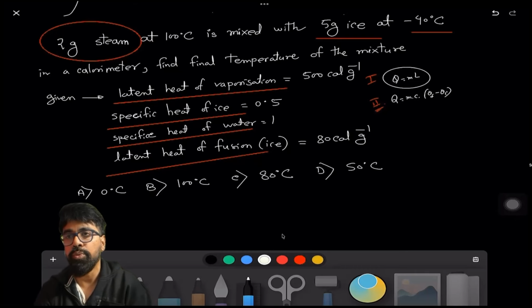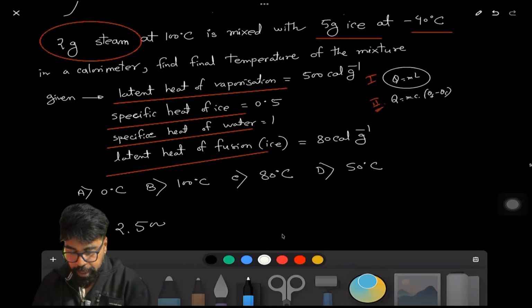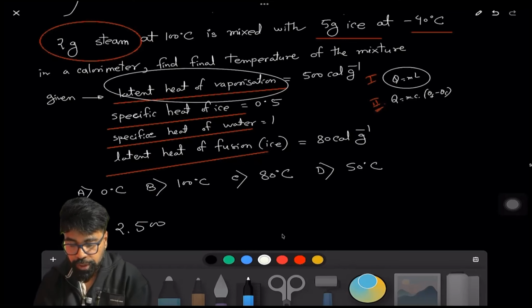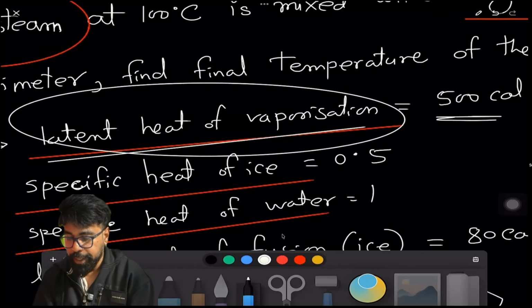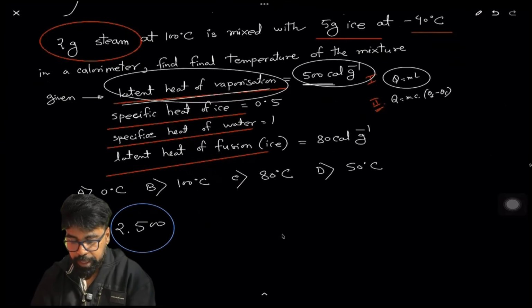So steam is going to lose heat and the ice is going to absorb or gain heat, right? First, steam at 100 degrees Celsius will lose heat to become 2 gram water at 100 degrees Celsius. For this process, how much heat does the steam have to lose? The steam has to lose 2 into 500, because the latent heat of vaporization is given here as 500 calorie per gram. So this much heat the steam has lost.